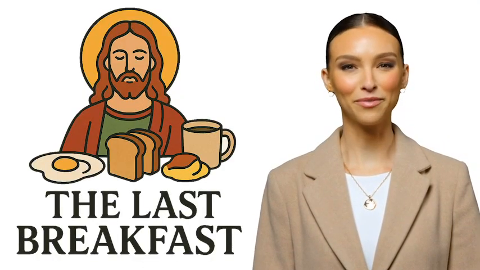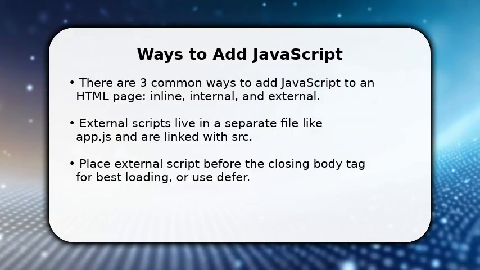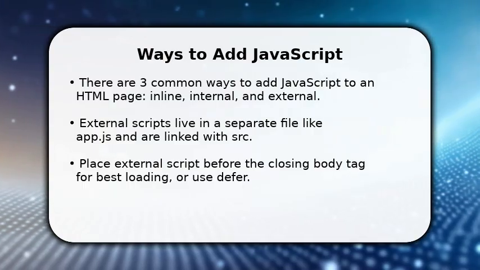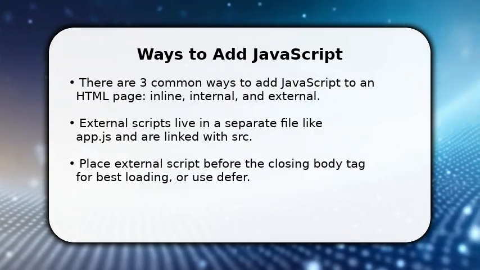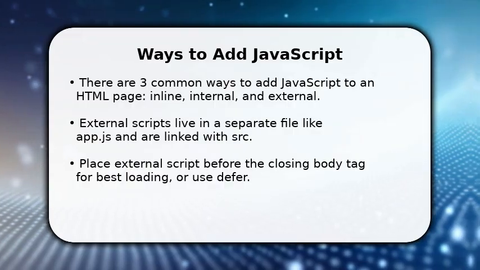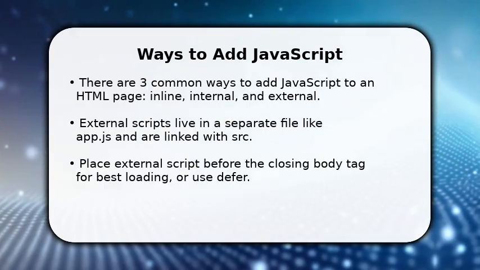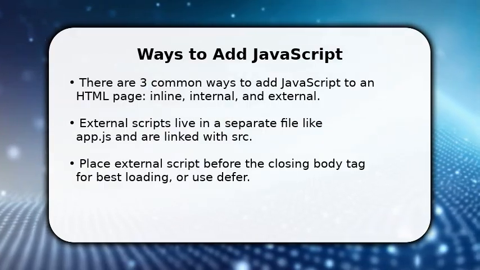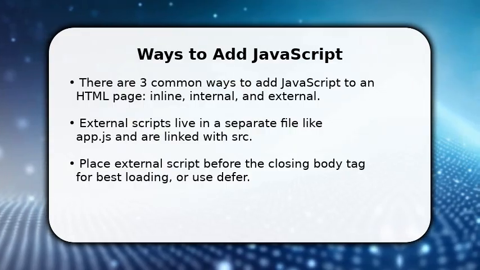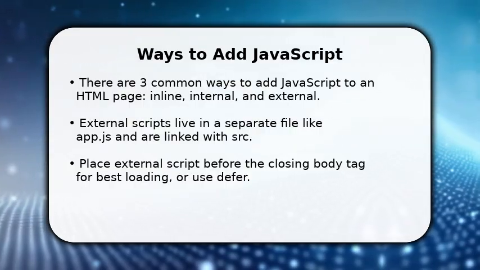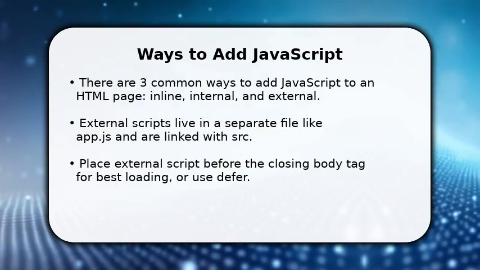Please enjoy the video. There are 3 common ways to add JavaScript to an HTML page: inline, internal, and external. Inline scripts go inside an element using the onClick or onload attributes directly. Internal scripts use a script block in the head or body of the document. External scripts live in a separate file like app.js and are linked with src.